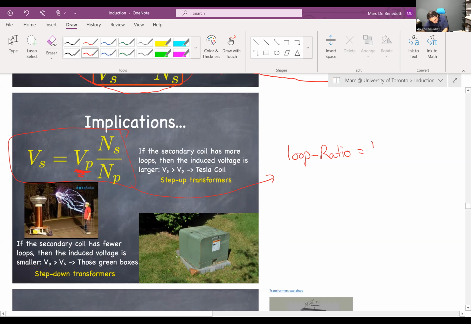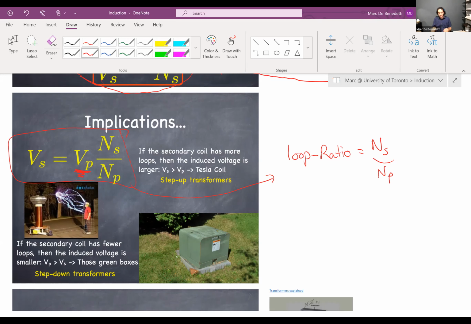The loop ratio is Ns divided by Np, the number of loops in the secondary divided by the number of loops in the primary. So what this is saying is, if there are more turns or more loops in the secondary compared to the primary, the induced voltage in the secondary will be larger than Vp, because that loop ratio is larger than 1.